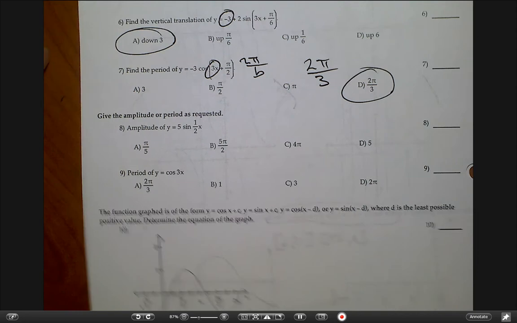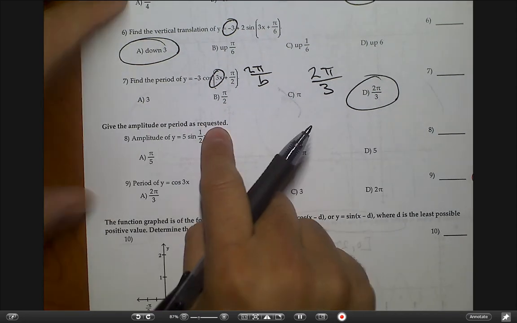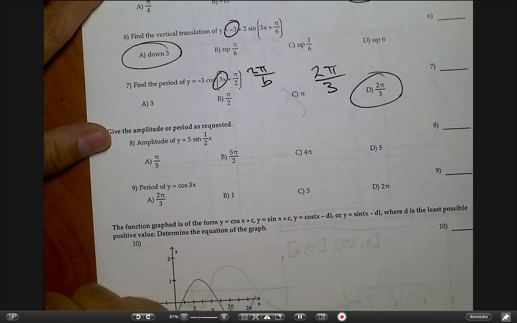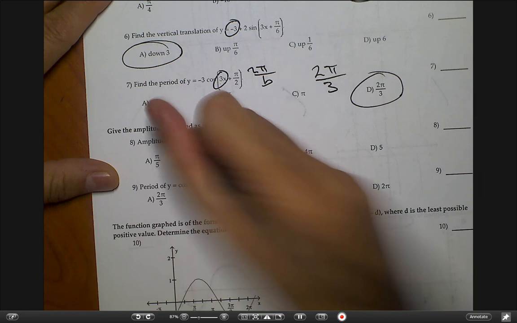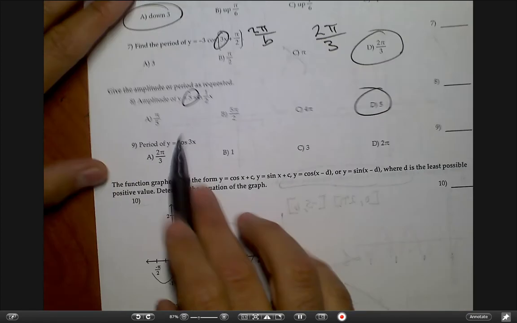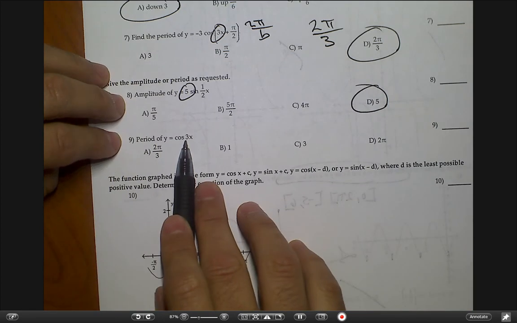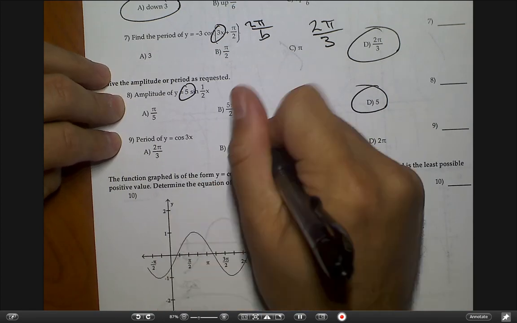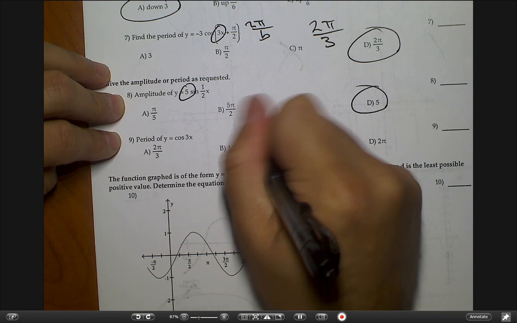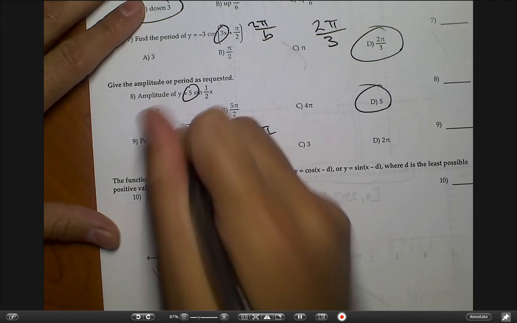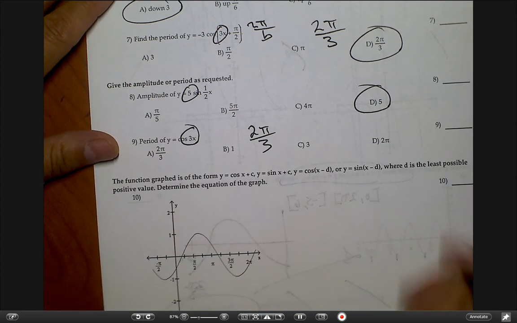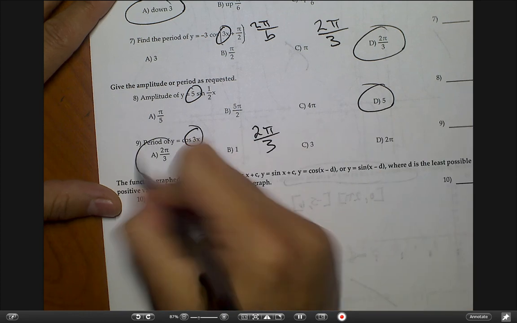Okay? Give amplitude or period as requested. What's the amplitude of this? Period. What would I do for this? So there it is, 2 pi over 3, because 3 is my b value again. So 2 pi over 3, the answer is A. Easy.